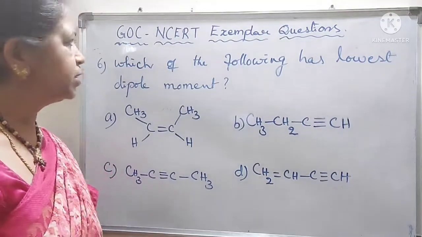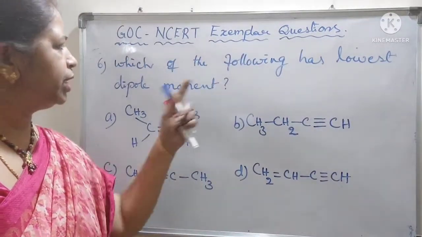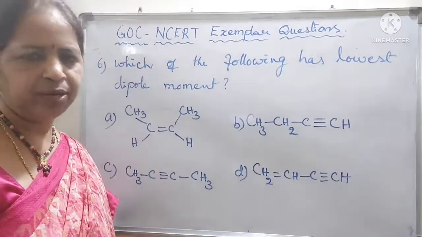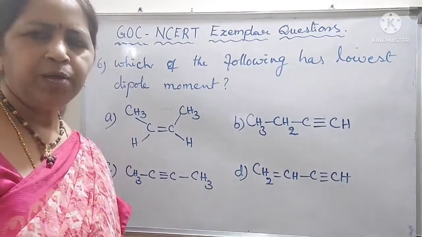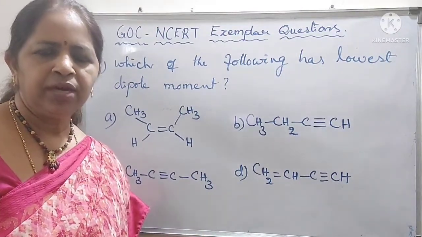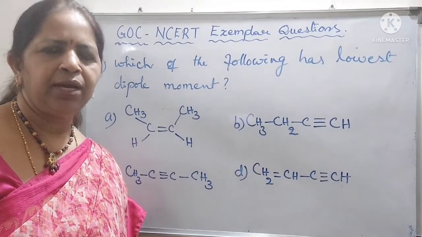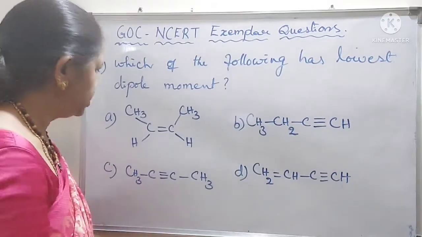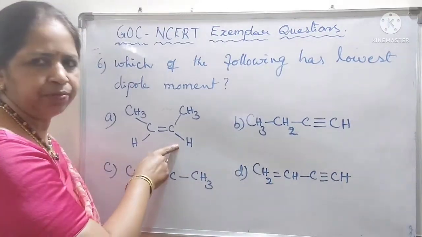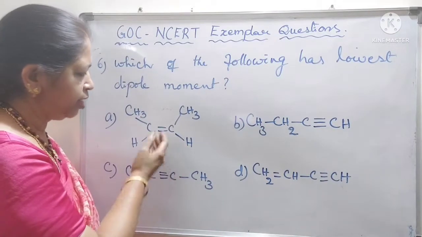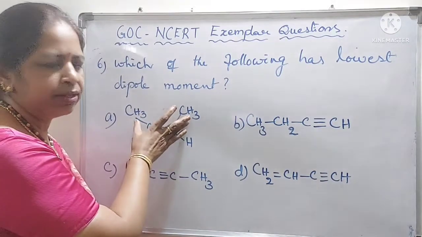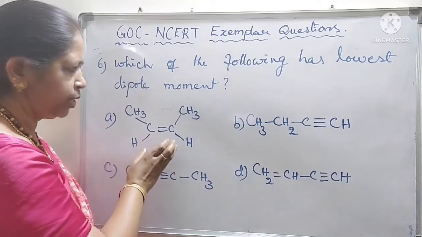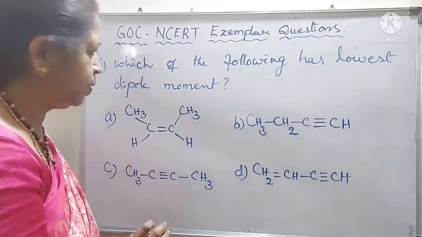This is another question. Which of the following has the lowest dipole moment? The unsymmetrical molecules show the dipole moment. It is a cis compound. Hydrogens are present on one side and methyl groups are present on the other side. So it shows the dipole moment.